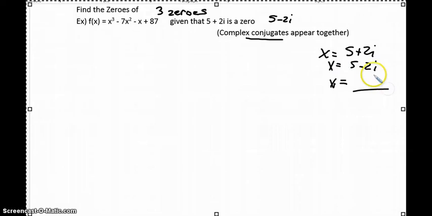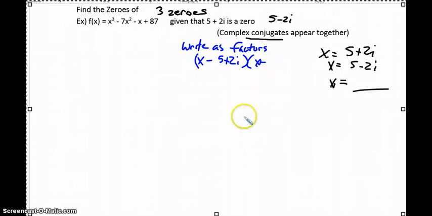So if I'm given 1, again that is an imaginary number, it comes in pairs, the zeros come in pairs, and I would have 5 minus 2i as a 0. So far I would say that x is equal to 5 plus 2i, x is equal to 5 minus 2i.